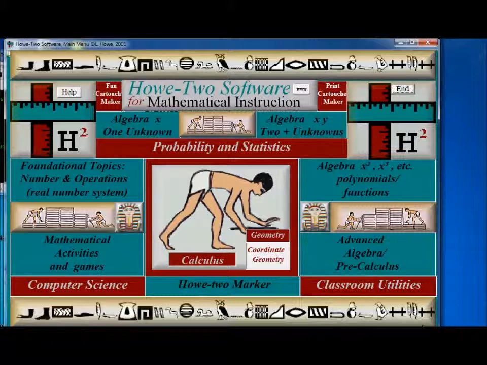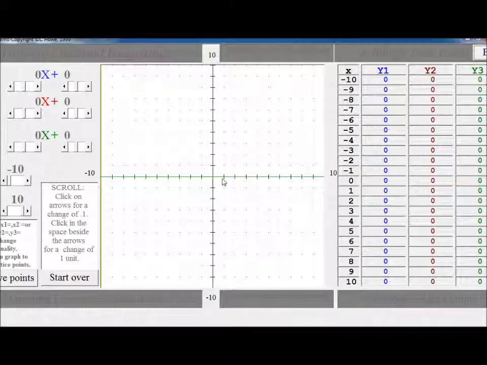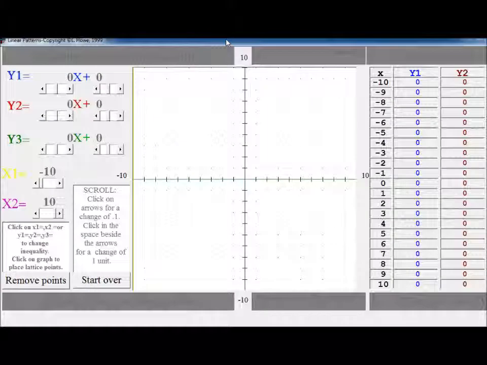If you have a particular lesson that you're trying to get across about graphing and you want something that's a dynamic illustrator of equations, you might pick this program called Graphing2D. Since it uses two unknowns, both x and y, it would be under the menu where it says Algebra XY 2 unknowns. And it's right here by this little Egyptian Graph2D. And you can see I've got to move this so that it can come over here.